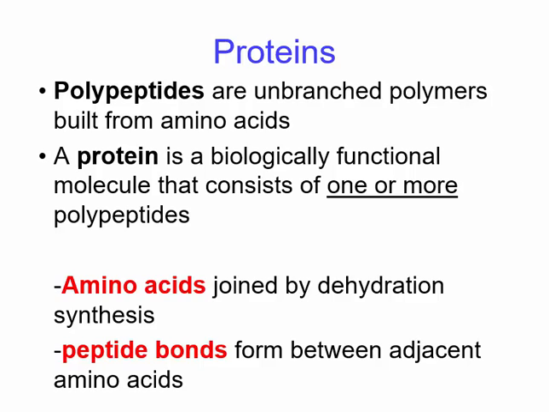So amino acids are joined by dehydration synthesis, and the bond that forms between them is called a peptide bond. So go back to the first bullet here, polypeptide, that's what we're talking about. We're building these chains, one amino acid at a time. What's connecting them? A peptide bond.